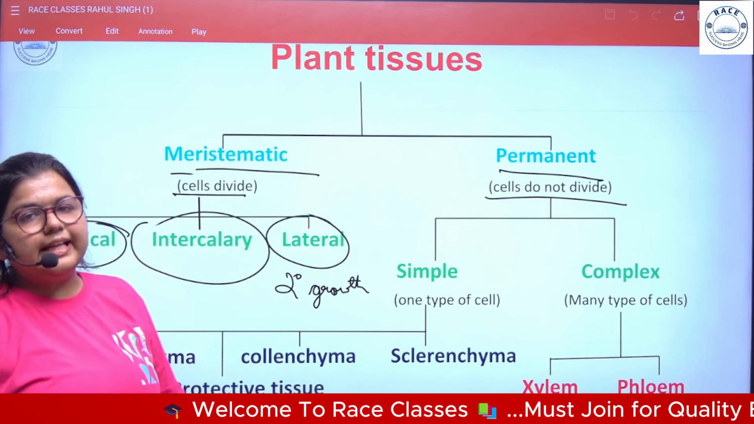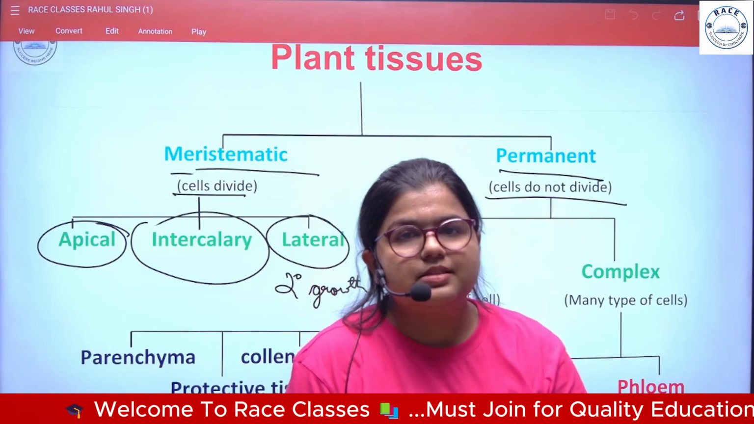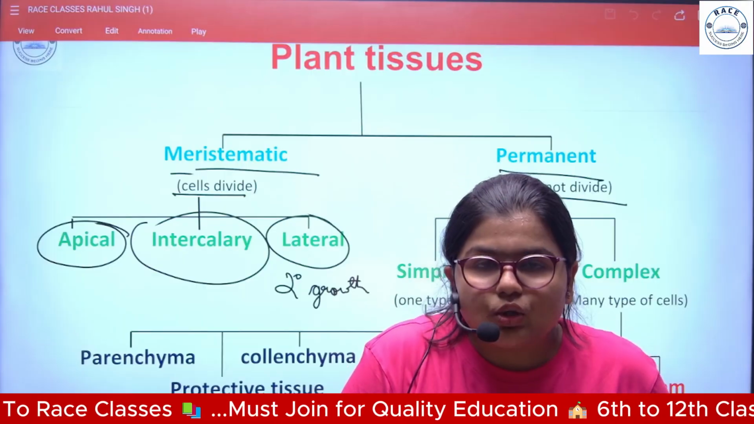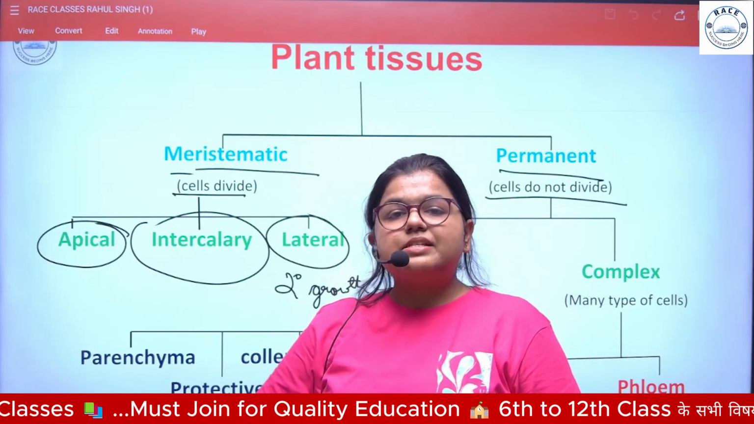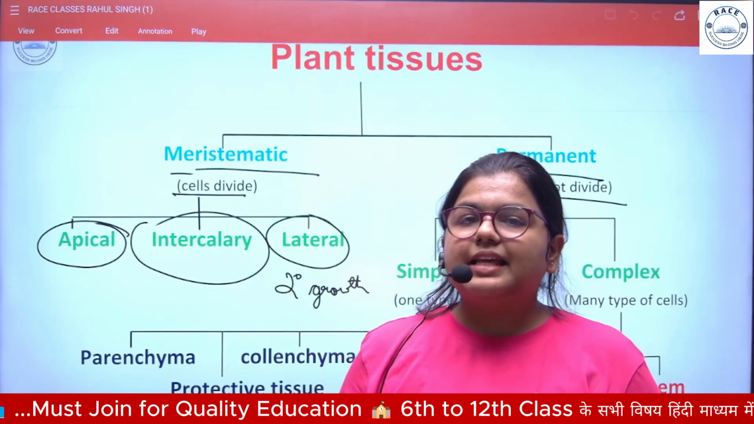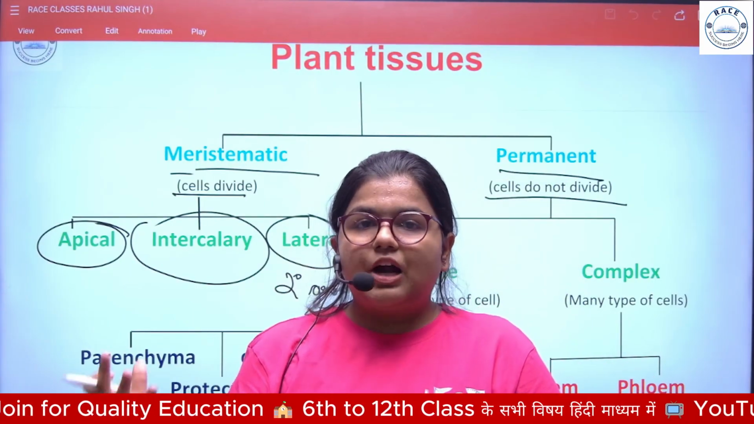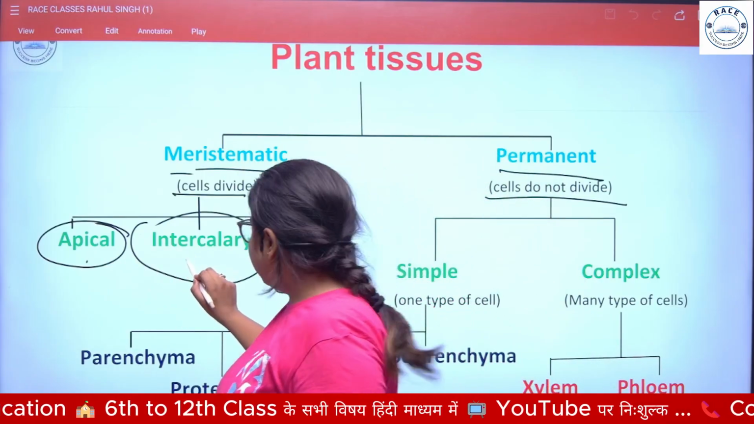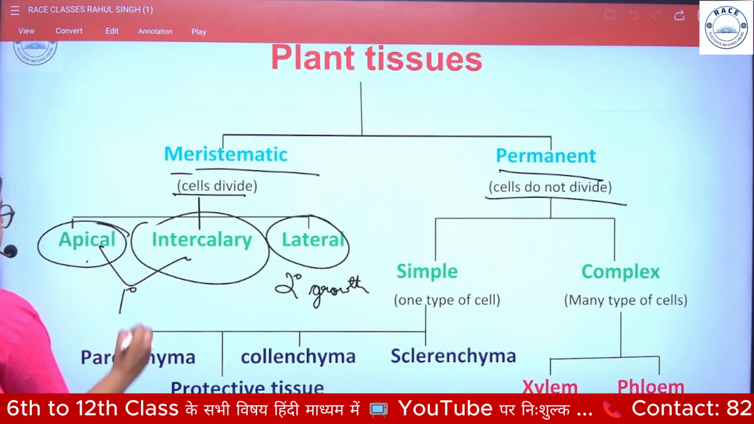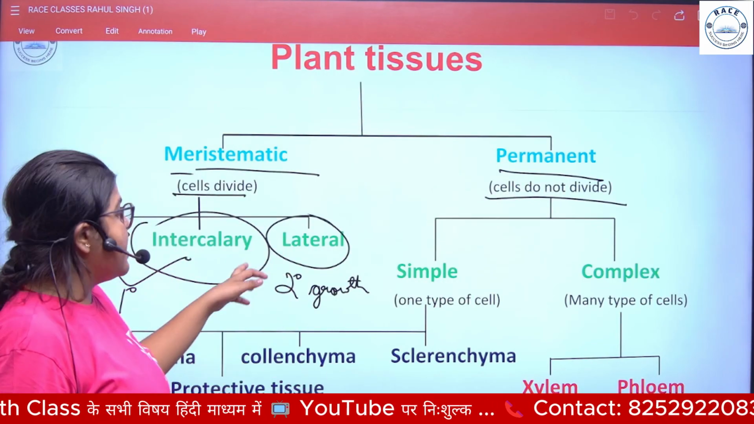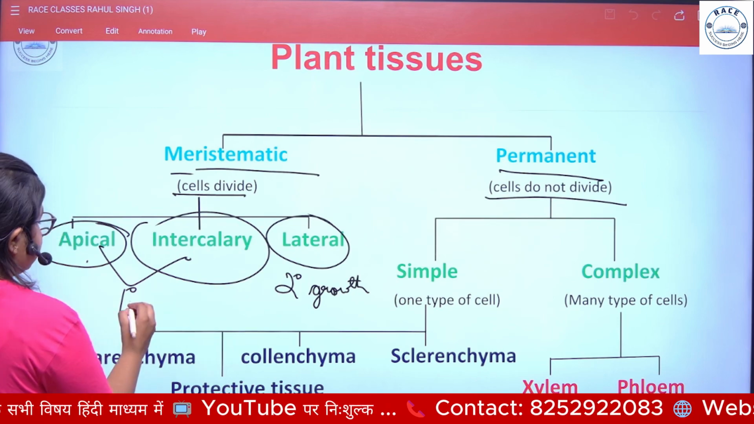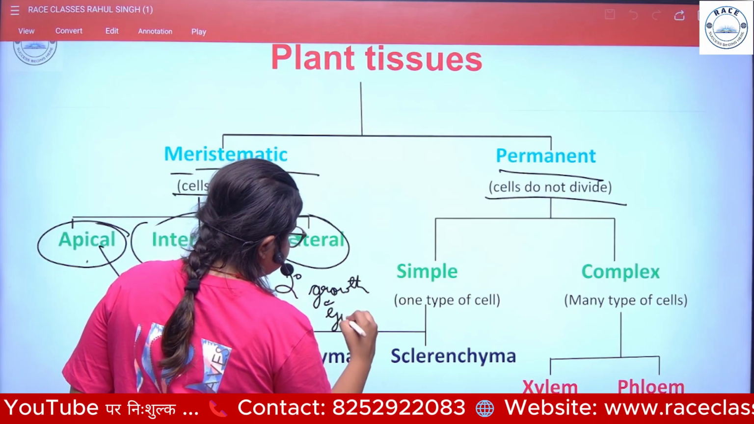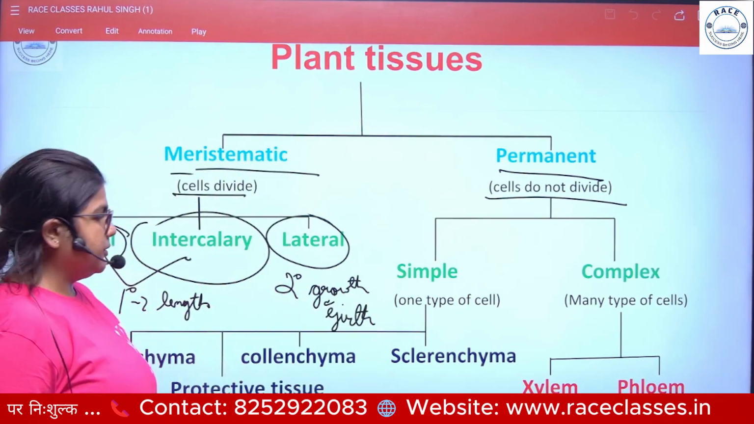So what is that? There are two types of growth that are seen in plants. One is the primary growth, second is the secondary growth. In primary growth, the length of the plant increases, that means the height of the plant increases. But in the secondary growth, the width or the girth of the plant increases. So apical and intercalary meristem help in the primary growth, but the lateral one helps in the secondary growth. This increases length, this increases the girth or the width.